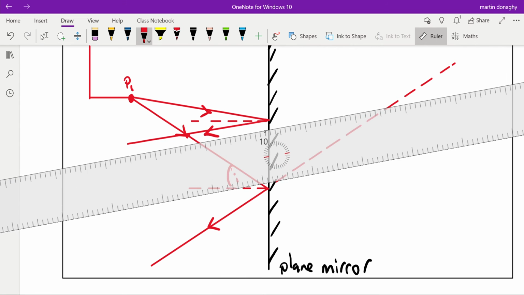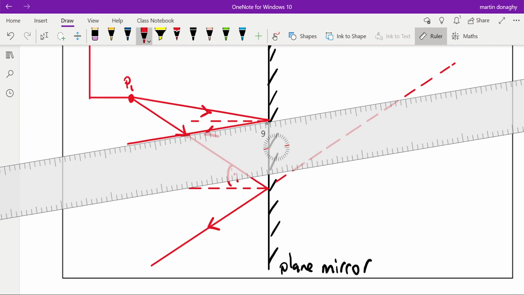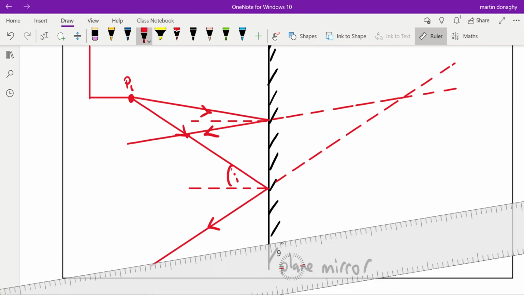And we do the same for our other ray. And wherever those lines cross, that's where the image of this point P1 will appear to be. So we can draw a little dot there and call this, say, P1 dash. We're saying that's the image over here of the point P1.